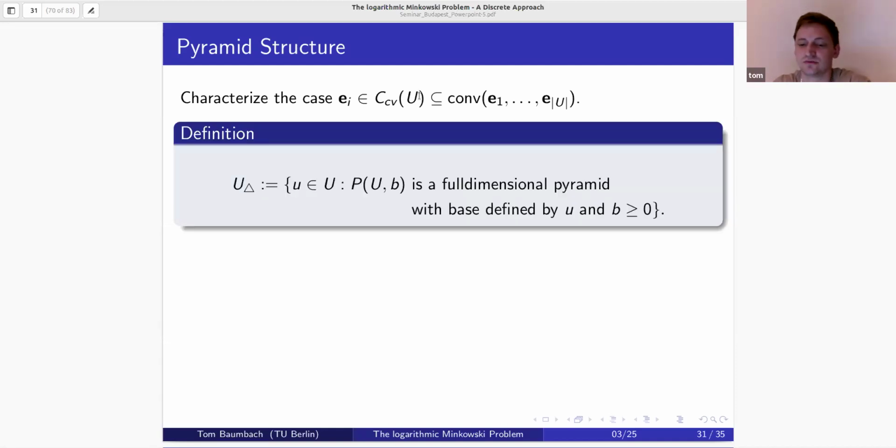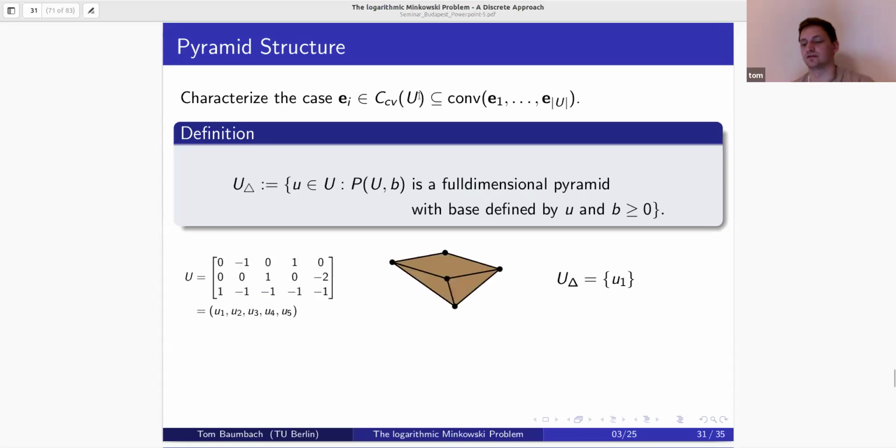We define the set U delta, which consists of all outer unit normal vectors U such that P with U and right-hand side B is a pyramid with base defined by U, and right-hand side B is non-negative. And to understand the set a little bit better, we consider again the example from before. So we have the same outer unit normal vectors, therefore we get the same pyramid. And as I told you already, the top facet is defined by UI.